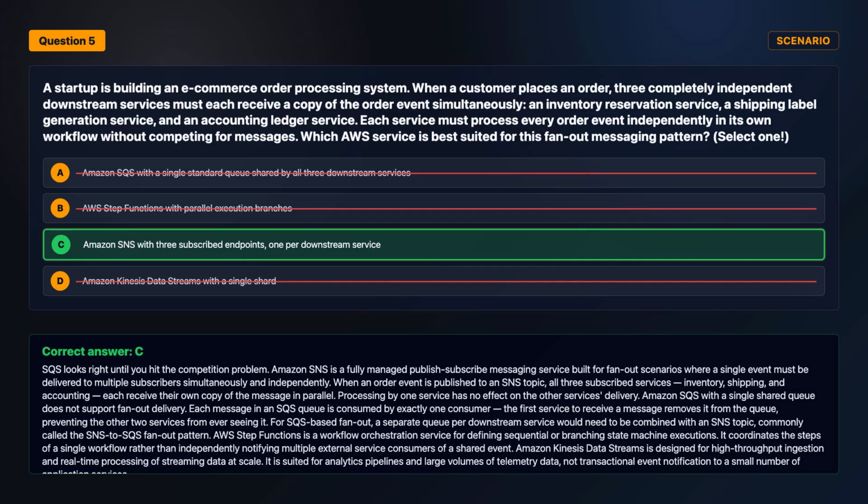AWS Step Functions is a workflow orchestration service for defining sequential or branching state machine executions. It coordinates the steps of a single workflow rather than independently notifying multiple external service consumers of a shared event. Amazon Kinesis Data Streams is designed for high-throughput ingestion and real-time processing of streaming data at scale. It is suited for analytics pipelines and large volumes of telemetry data, not transactional event notification to a small number of application services.